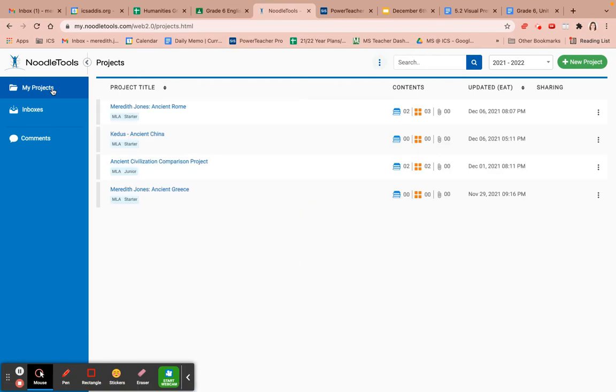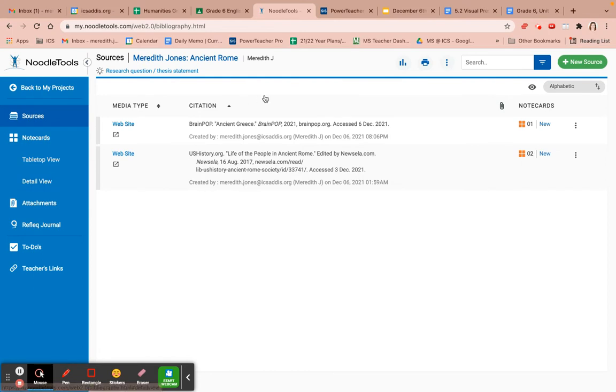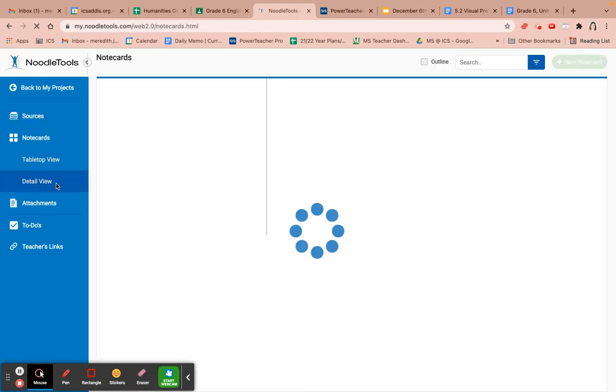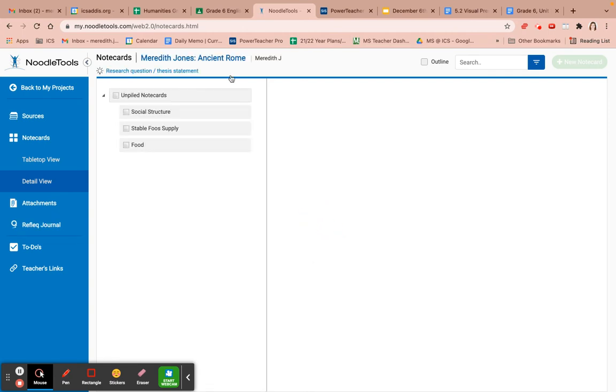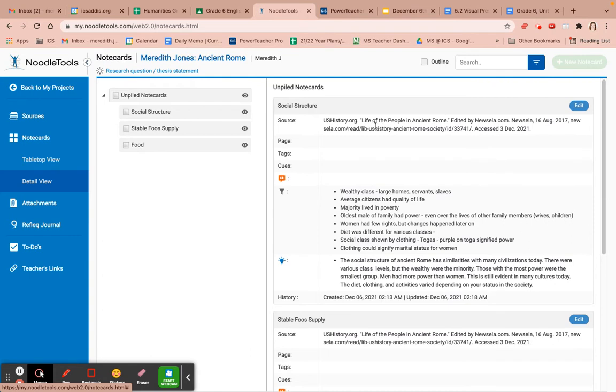If I were to open up this project and look at my note cards, and remember I can hit detailed view to see more of them all at once. Oops, that's my sources. So detailed view, here they are. And if I click on the first unpiled note card, it opens them all up. So there seems to be a lot of confusion around these three boxes.